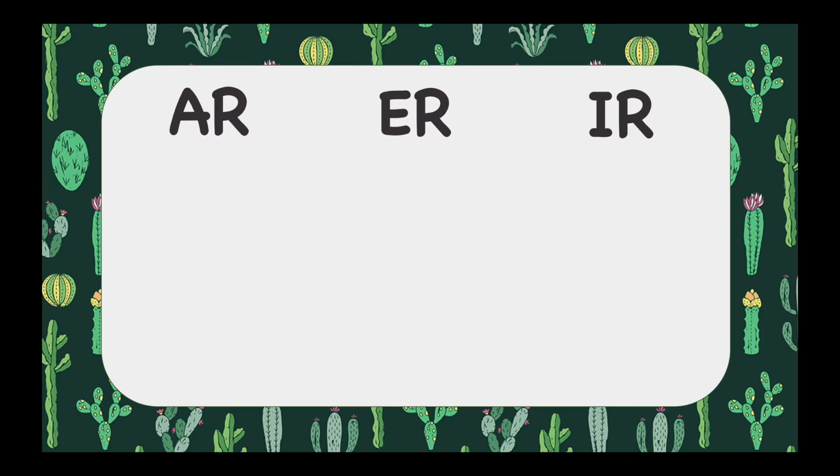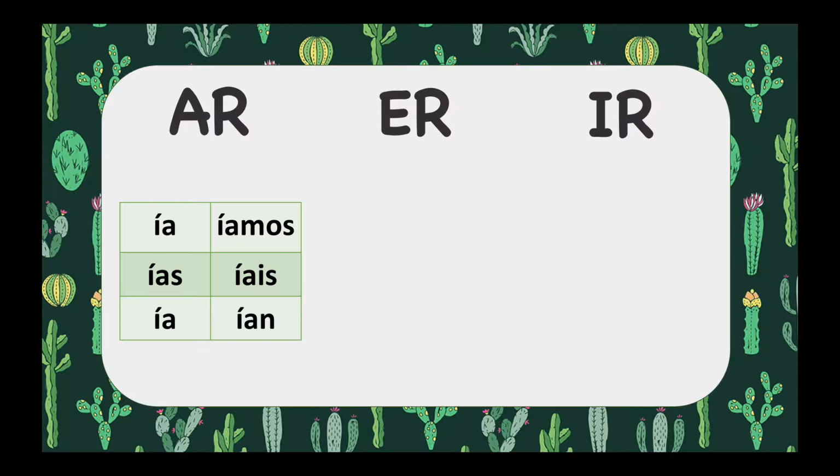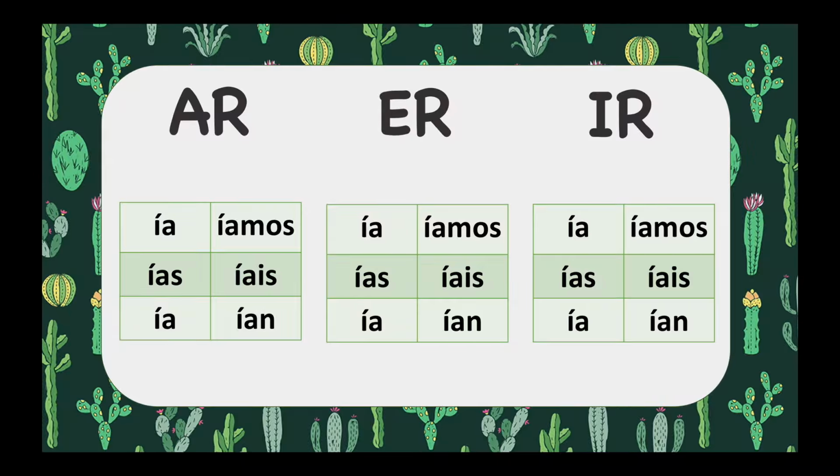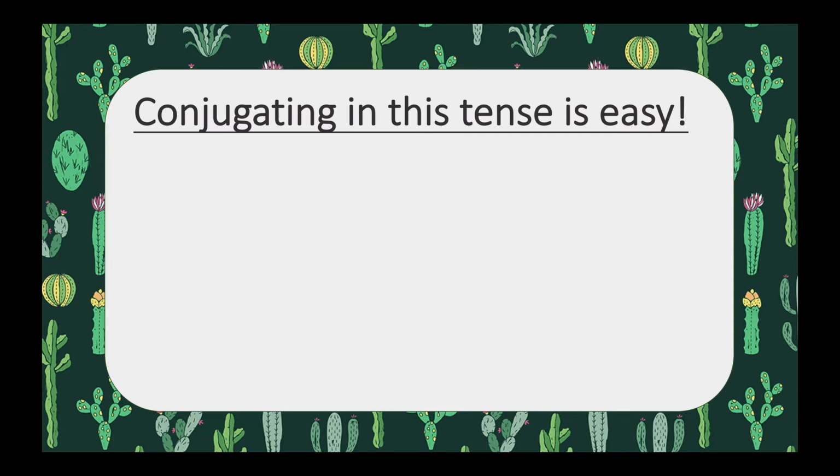AR, ER, and IR verbs are the verbs we have in Spanish, and usually the conjugations are different according to whether or not it's an AR, ER, or IR verb. But it's awesome because this is the only chart we use for each of those verbs. So this is one chart that we have to memorize. These are the only endings you need to memorize. Conjugating in this tense is super easy.